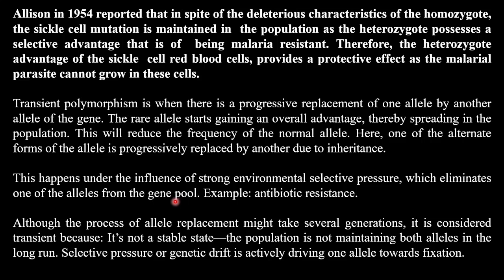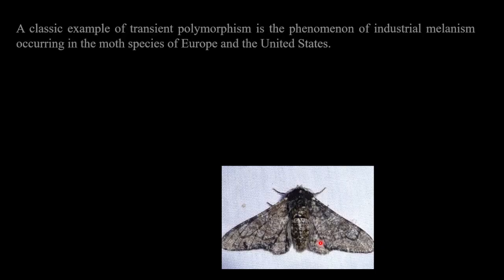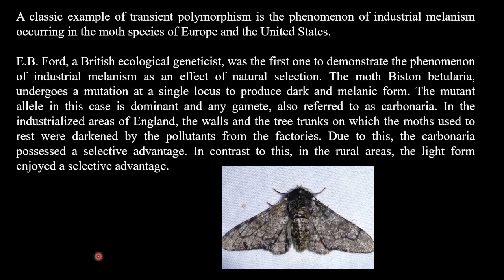And here also you can see, although the process takes several generations, it is considered transient because it's not a stable one. The population is not maintaining both alleles in the long run. One allele is going to be replaced by the other allele, and this is known as fixation. The very good example, if you see, is the moth. This is the peppered moth, whose scientific name is Biston betularia.